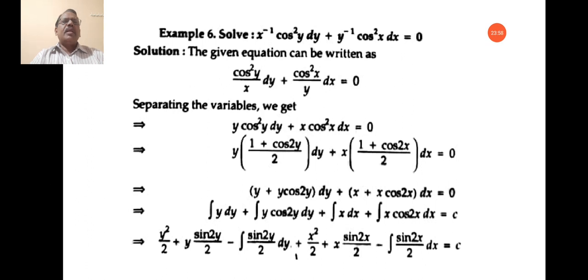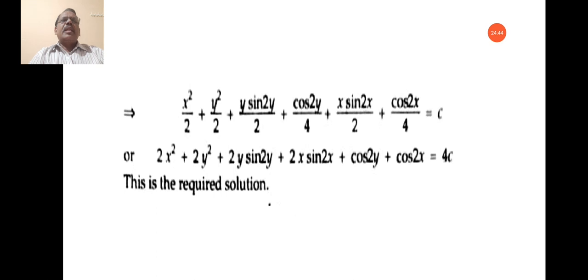Integration of y dy plus integration of y into cos 2y dy plus integration of x dx plus integration of x into cos 2x dx is equal to c. For integration of y, it is y square by 2. For integration of y cos 2y, we have to apply integration by parts. So y into sin 2y divided by 2 minus integral of sin 2y divided by 2 into 1 into dy, plus x square by 2 plus x into sin 2x divided by 2 minus integral of sin 2x divided by 2 into dx is equal to c.